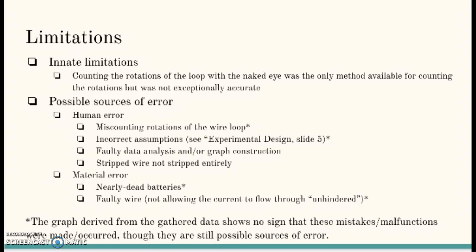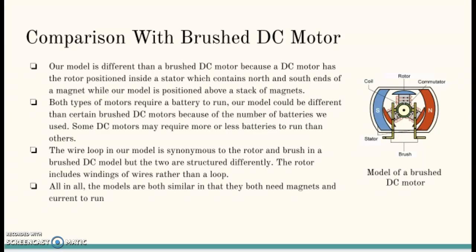To compare a model with a brushed DC motor, we can look at the similarities and differences. A DC motor has a rotor positioned inside a stator which contains north and south ends of a magnet, while our model is positioned above a stack of magnets. Both types of motors require a battery to run, however, the type and number of batteries may vary between models. The wire loop in our model is synonymous to the rotor and brush in a brushed DC model, but they are structured differently because the rotor in the DC model includes windings of wires rather than a loop. Ultimately, both models do need current to run.